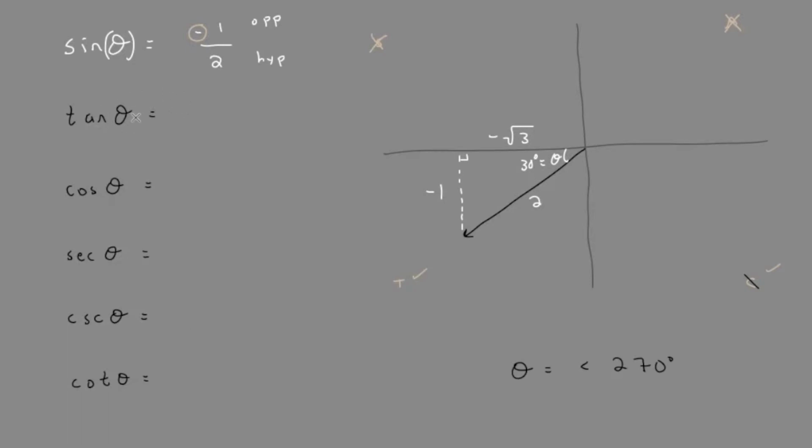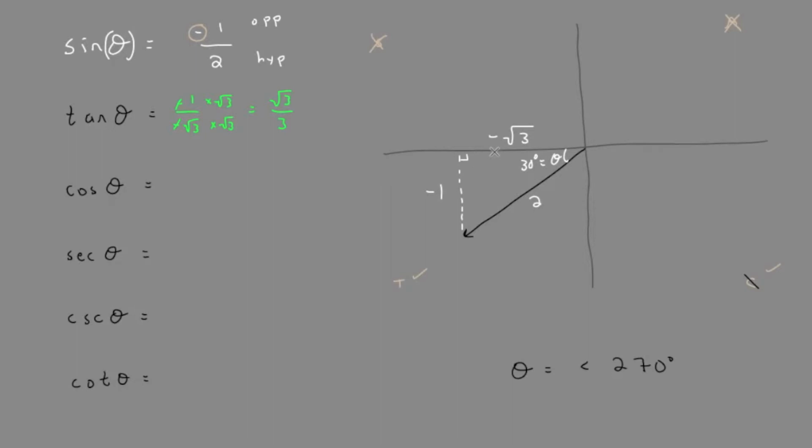So tan theta is opposite over adjacent. Opposite is -1, adjacent is -√3. We would see the negatives would cancel, and we'd have to rationalize by multiplying the top and the bottom by √3. This would give us √3/3.